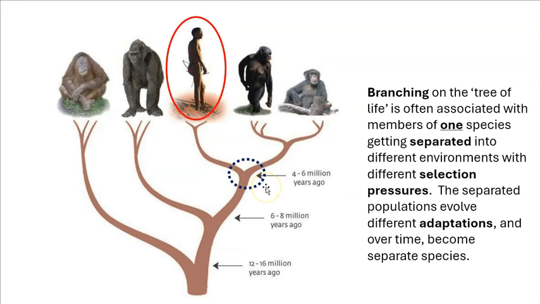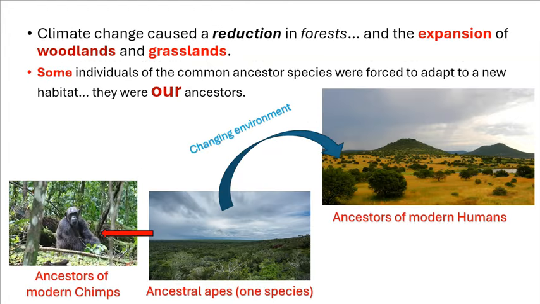Well, we've learned in earlier evolution units that the branching on the tree of life is often associated with members of one species getting separated into different environments with different selection pressures. The separated populations evolve different adaptations and over time become separate species. And this is what scientists think happened: roughly 6-7 million years ago, climate change caused a reduction in forests and the expansion of woodlands and grasslands. Some individuals of the common ancestor species were forced to adapt to a new habitat, and they were our ancestors.